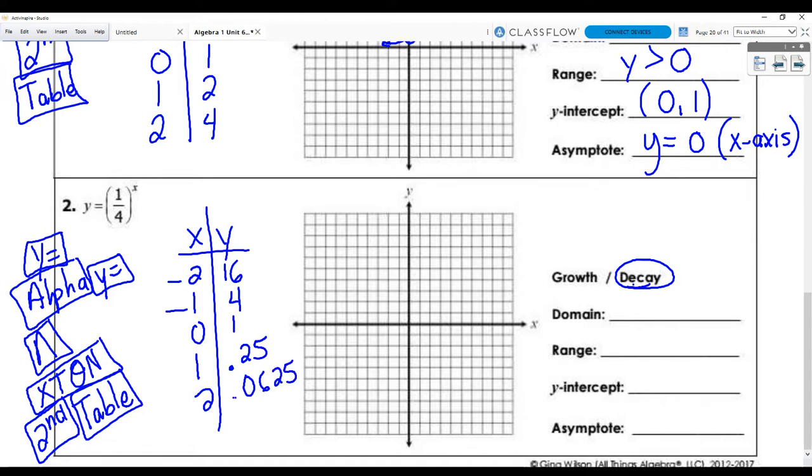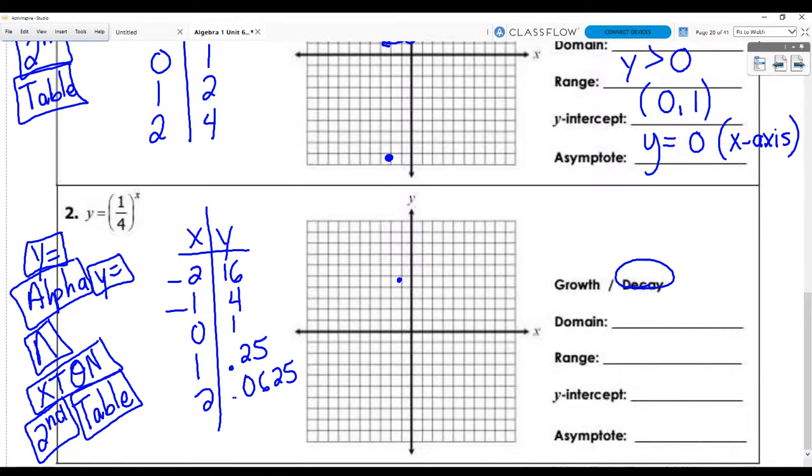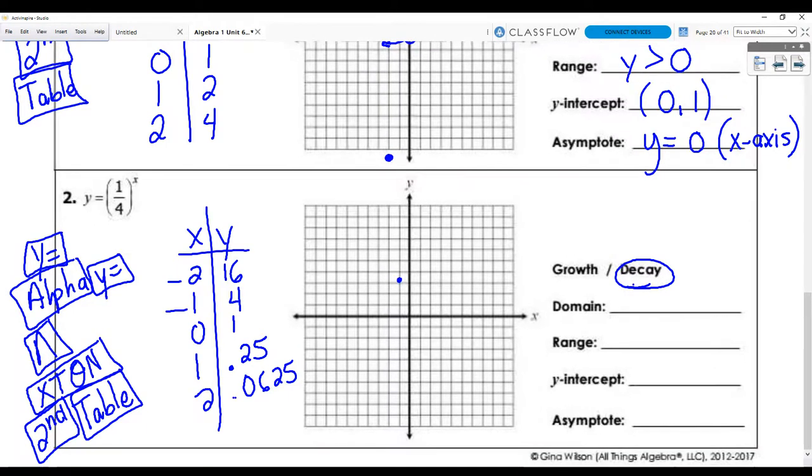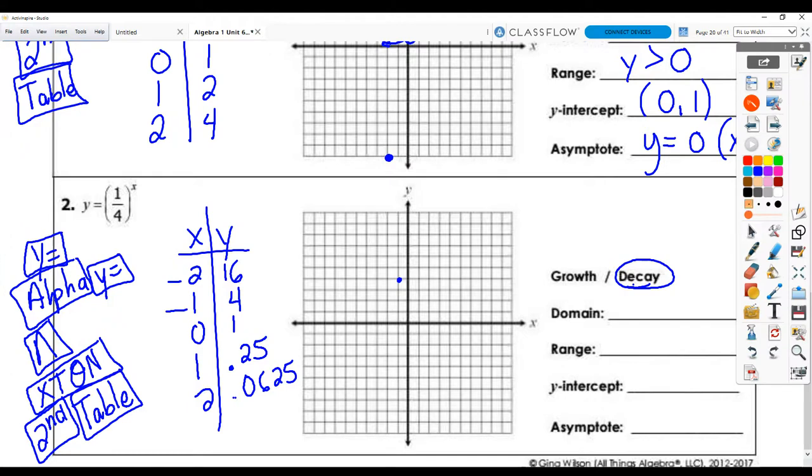So -2, 16. 1, 2, 3, 4, 5, 6, 7, 8, 9, 10, 11, 12, 13, 14, 15, 16. Wow, that's like way up here. All right, and then -1, 4, and 0, 1. And then over 1 up 0.25, over 2 up 0.0625.